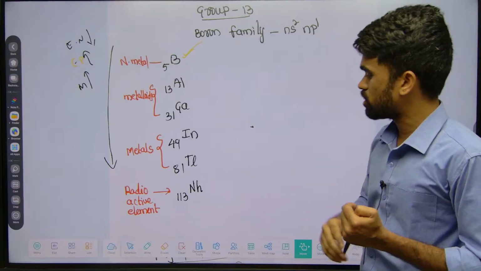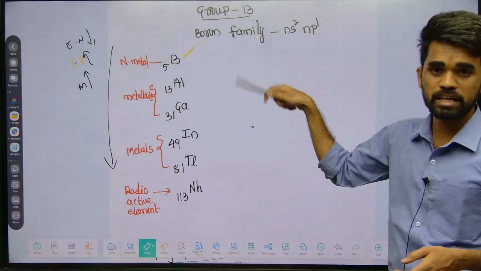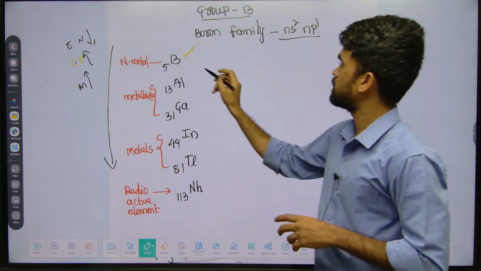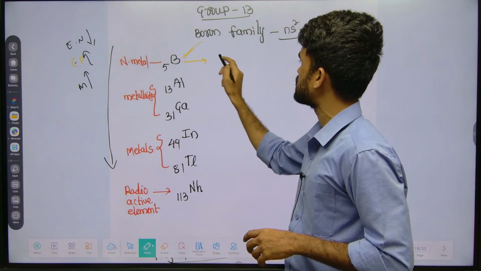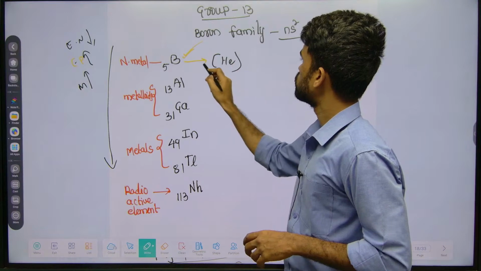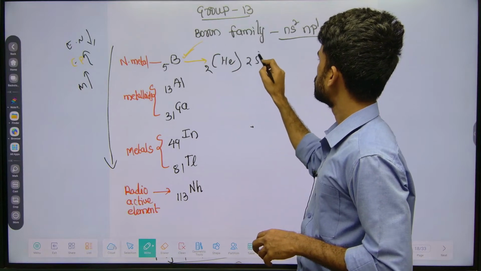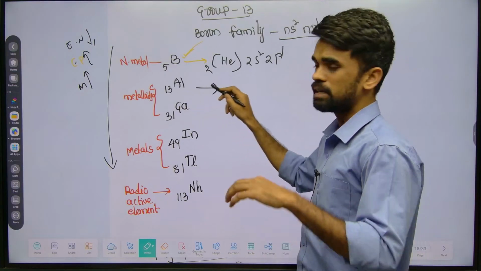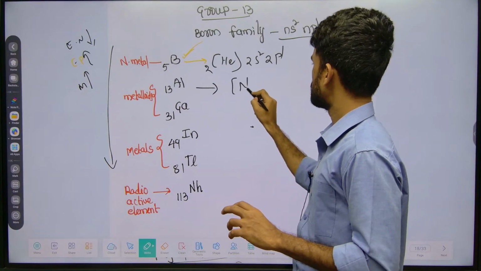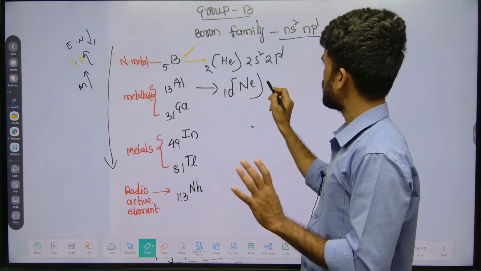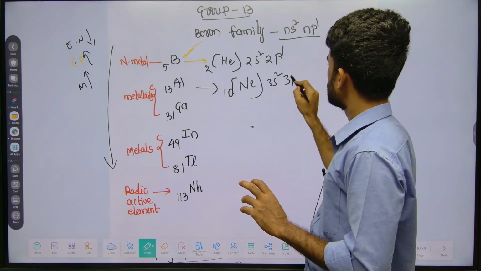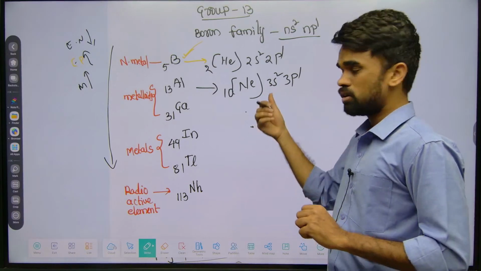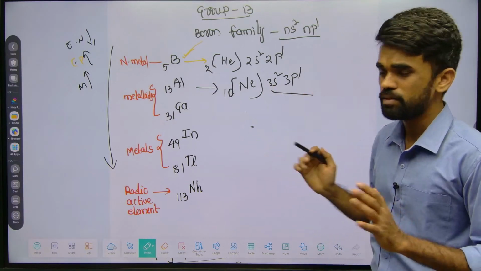So, what is the general electronic configuration for these 13th group elements? ns2, np1. For this, you just take the nearest noble gas. What is that? Helium, 2. Next, 2s2, 2p1. For the 13th it will be neon, means 10, over next 3s2, 3p1. Like that, you take the nearest noble gas and write the respective valence electronic configuration. Fine? Okay.